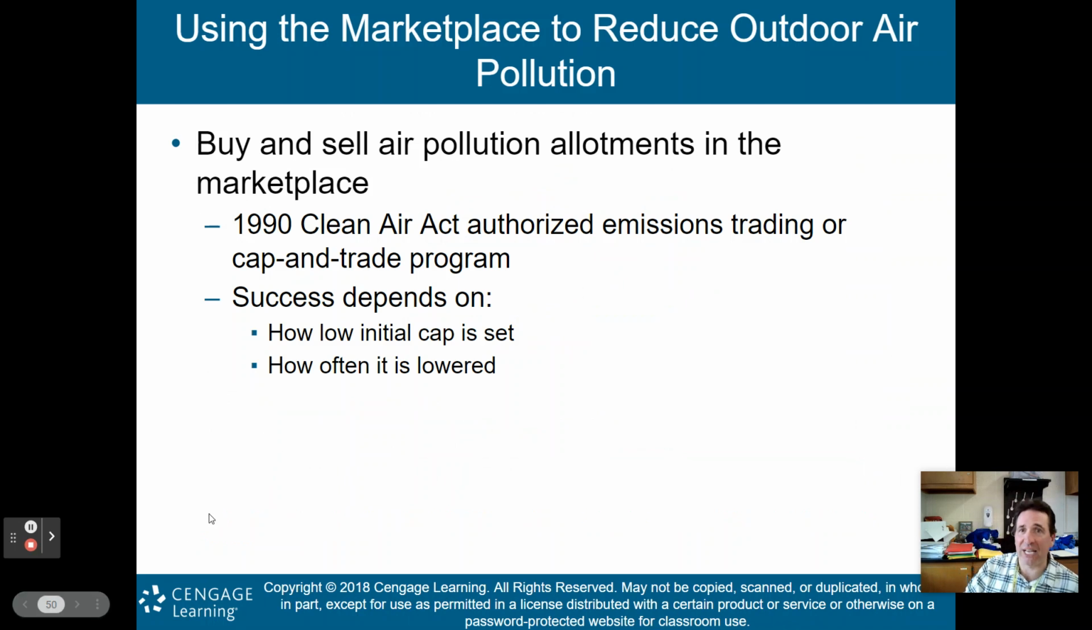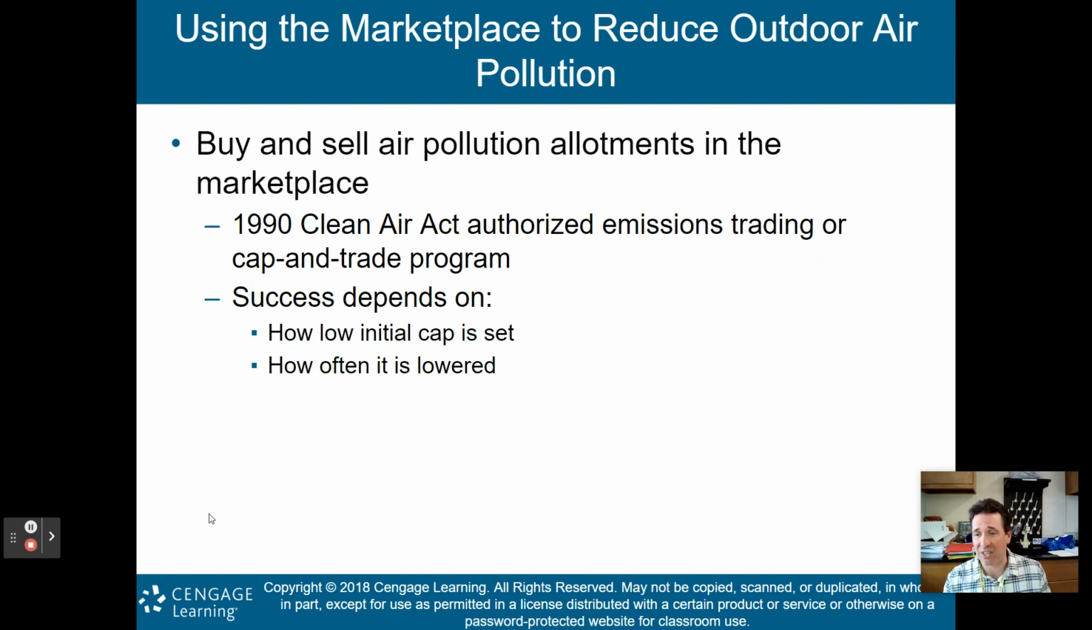So using the marketplace to reduce outdoor air pollution could be a solution, right? Buy and sell air pollution allotments in the marketplace. So in 1990, the Clean Air Act authorized emissions trading or cap and trade programs. This means basically that, say I'm a company, I got 500 units of pollution that I can do. I only use 200 units, while another company can come in and buy my 300 units. So I'm making money, right, by not polluting. That's the trading or the cap and trade program.